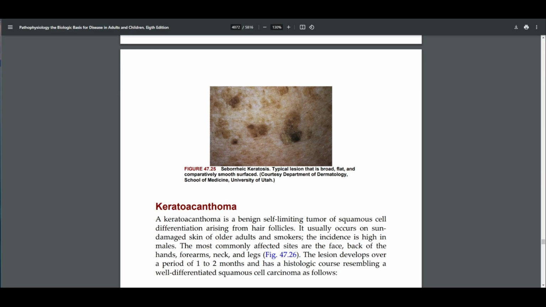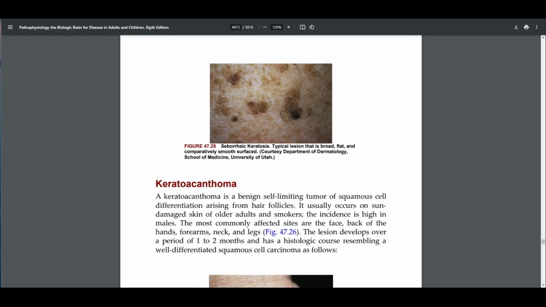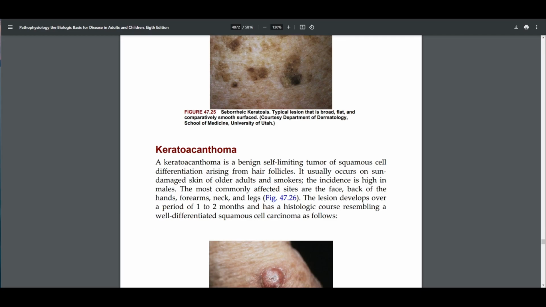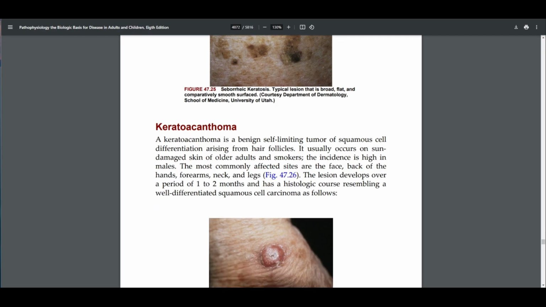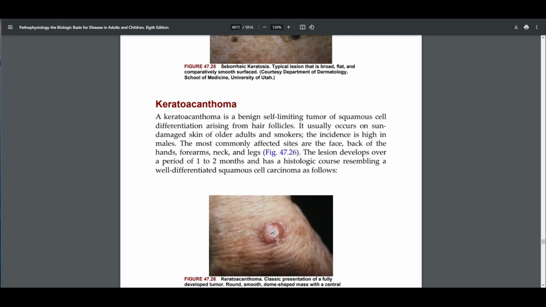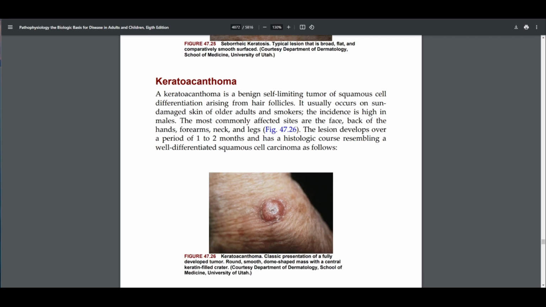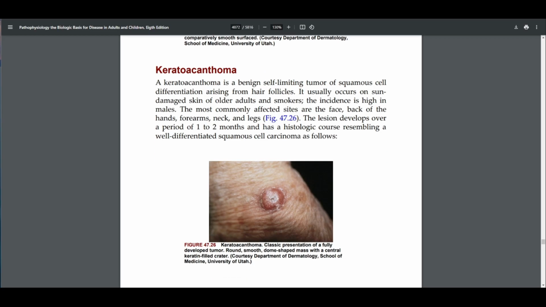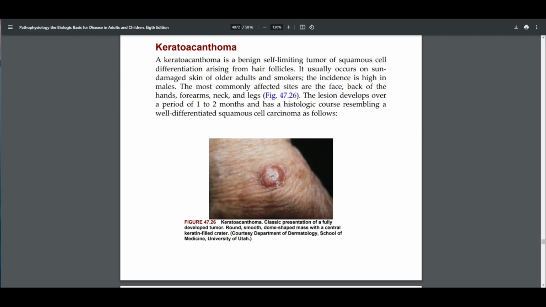Keratoacanthoma. Keratoacanthoma is a benign self-limiting tumor of differentiating squamous cells arising from hair follicles. It usually occurs in sun-damaged skin of older adults and smokers. The incidence is high in males. The most commonly affected sites are the face, back of the hands, forearms, neck, and legs. The lesion develops over a period of 1 to 2 months and has a histologic course resembling a well-differentiated squamous cell carcinoma, as follows.